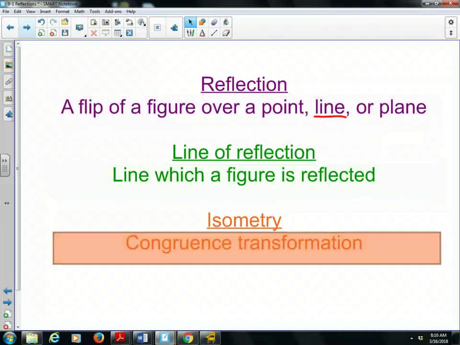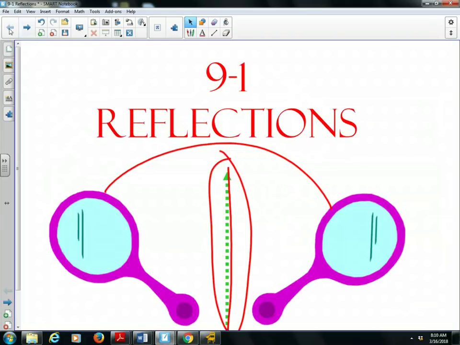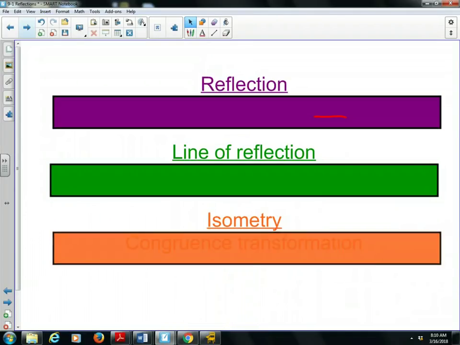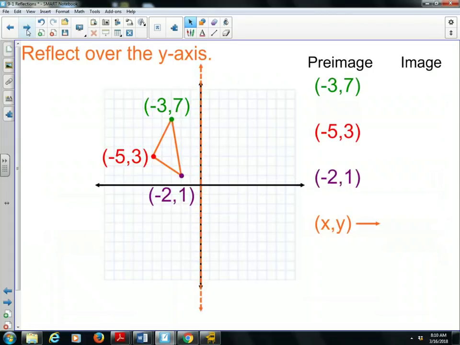Isometry is a congruent transformation. And that's what we're going to be talking about today. All the shapes that we're going to be reflecting, they're not going to get any bigger or any smaller. They're going to stay the exact same size. Such as this magnifying glass right here, it's a congruent transformation. It didn't get any bigger from the pre-image to the image and vice versa. So it is a congruent transformation. We call that isometry.